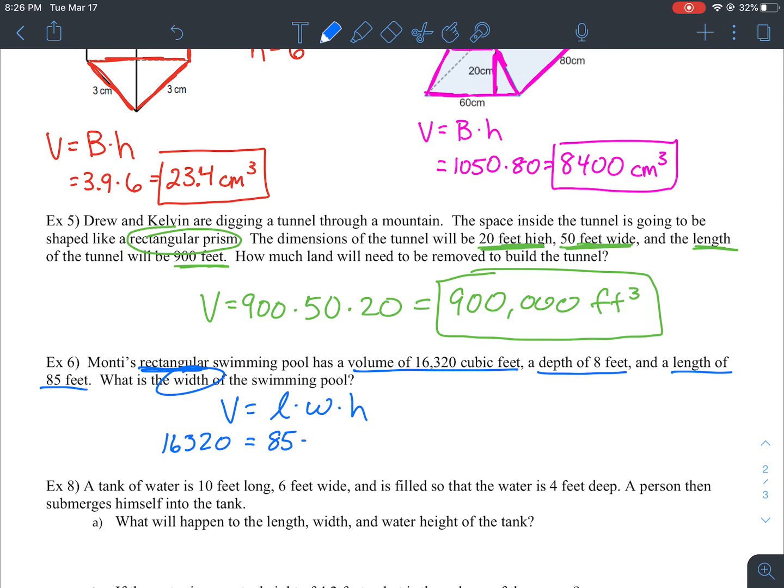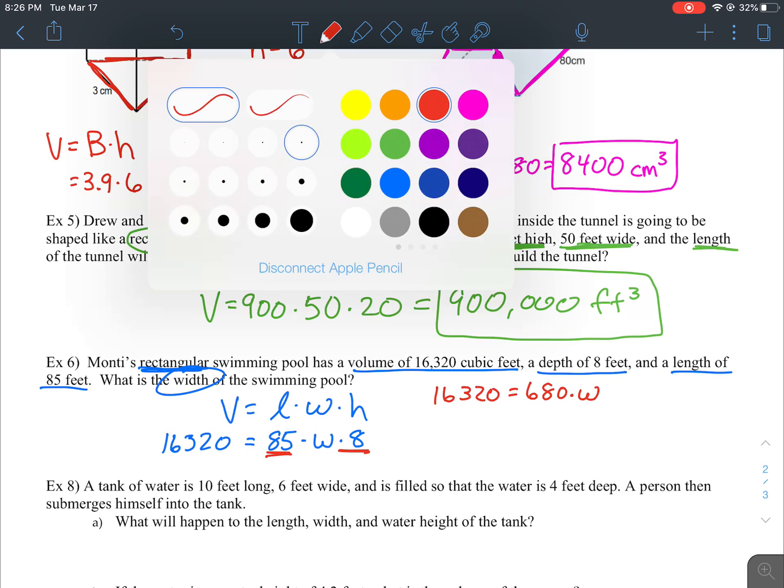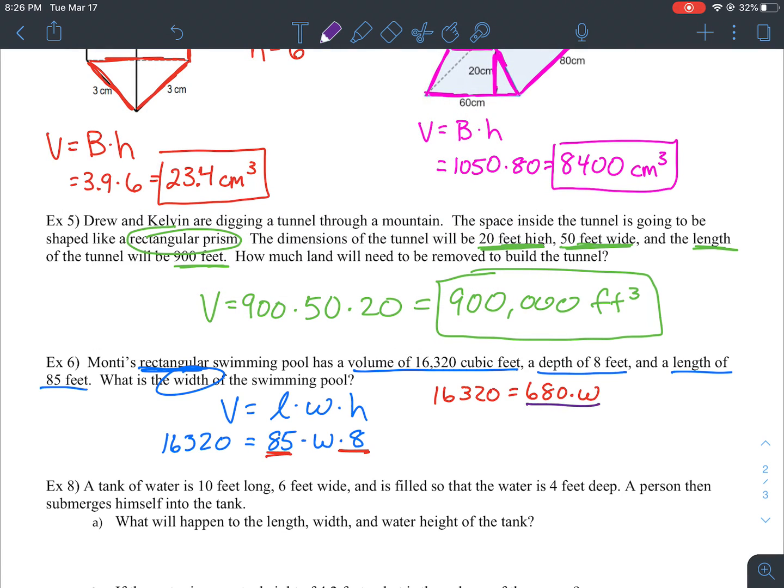The length we were given to be 85. The width we don't know. That's what we're trying to find. And the depth, or the height, of the prism is 8. So, just as we did before, we are going to combine our like terms. The 16,320 stands by itself. I'm going to multiply 85 times 8, and I'm going to get 680 times W. Last step, we want to divide both sides by 680, and that result is going to tell us the width.